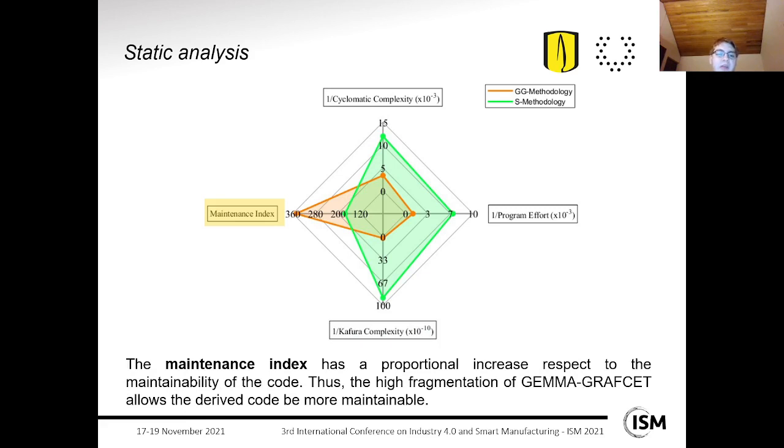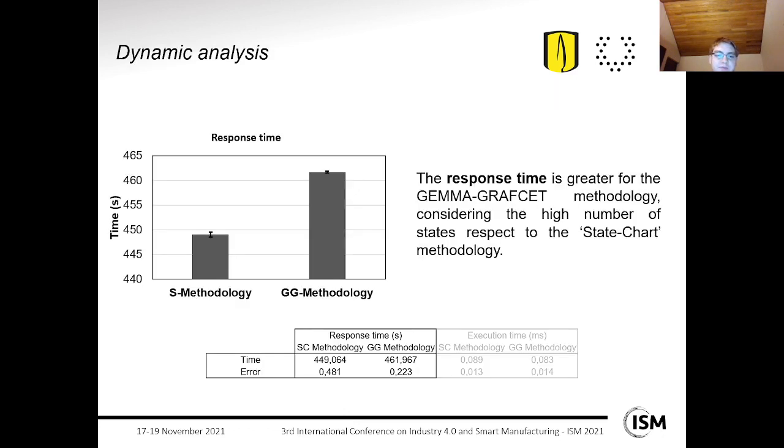On the other side, we have the maintenance index, which has a proportional increase with respect to the maintainability of the code, so a greater value means more maintainable code. The fragmentation that GEMMA-GRAFCET has allows us to easily find an error or add a new function.